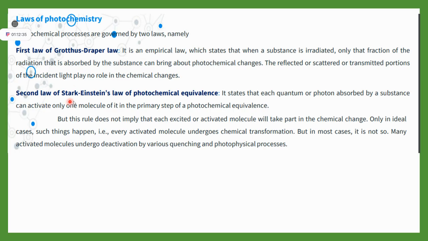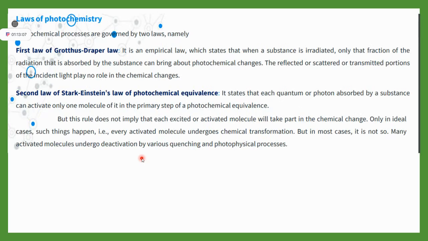The second law is Stark-Einstein's law. It states that each quantum or photon absorbed by a substance can activate only one molecule. They are saying one photon is responsible for activating one molecule. Understood? Stark-Einstein's law. You can read this.